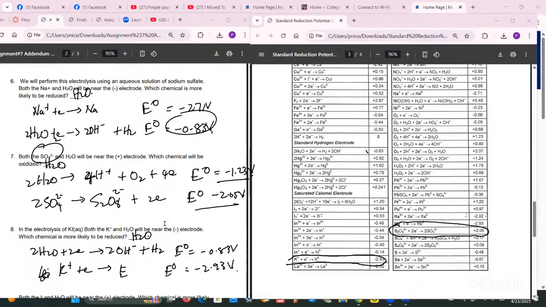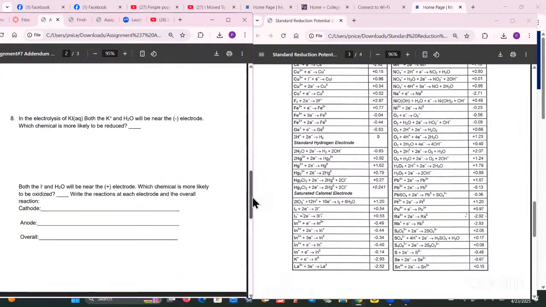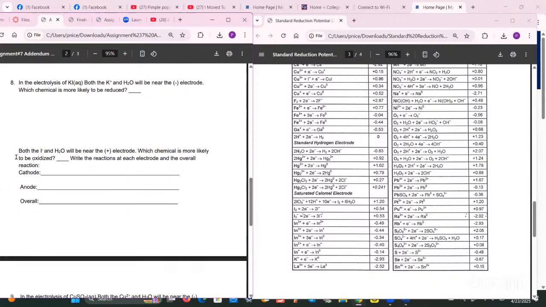So, let me clear this here, and let me scroll down. Remember, I didn't provide enough space to do this part here. But anyway, both the I minus and H2O will be near the plus electrode, right? So I'm just going to continue that. I'm going to do this part up here.